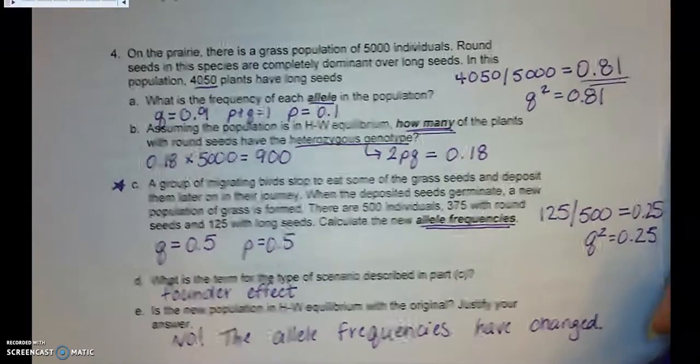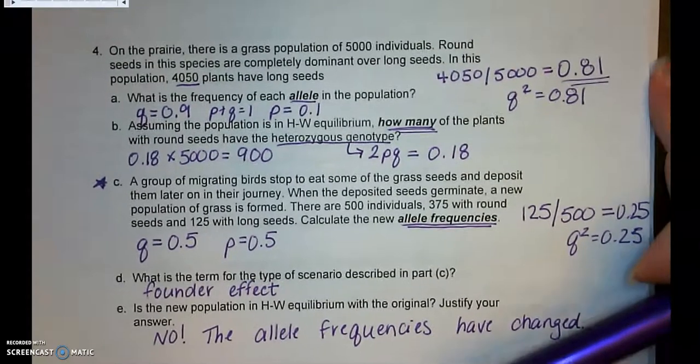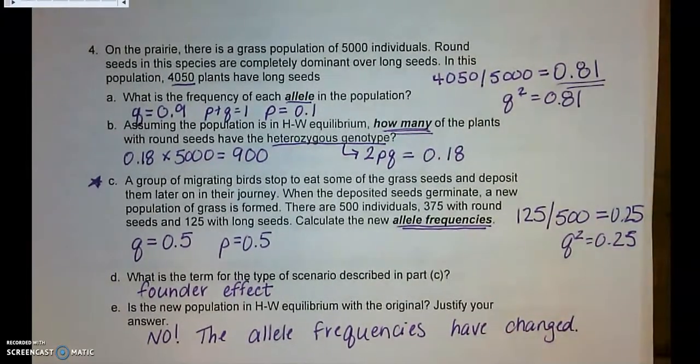We just did one example here. That was question number 4. And this is very similar to the questions that you're going to see on your quiz. So let's take a look at what we did here. In 4, it's telling us that there's a population of 5,000 individuals. We have round seeds, which is dominant. We have long seeds, which is recessive.